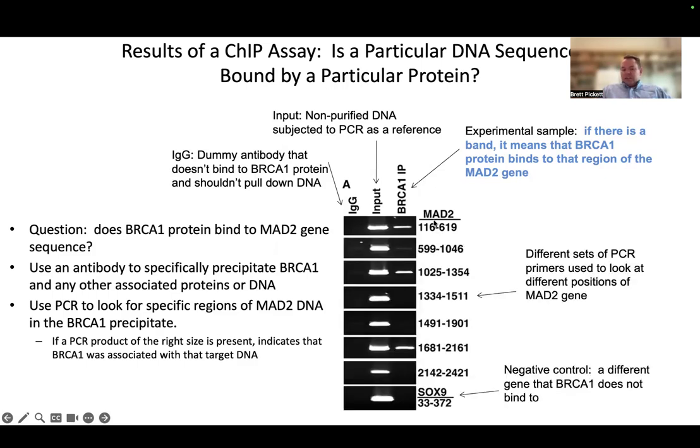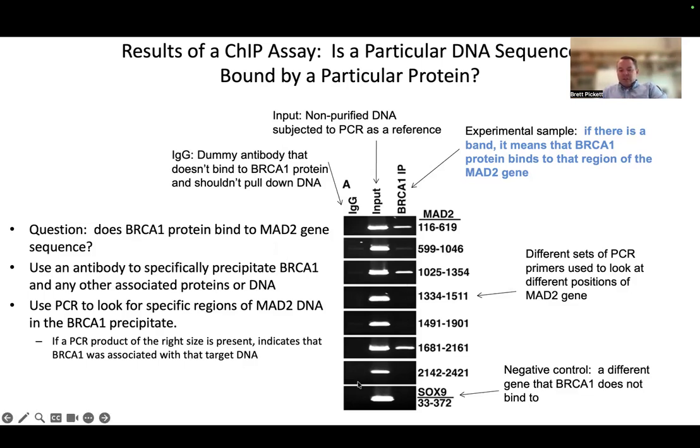But if you look closely, that doesn't hold true for all regions of the MAD2 region in the DNA. We do get a little bit of a faint band from positions 599 to 1046. We get another strong band here, no band, yes, a band, and no band. So we can see that this protein doesn't stick everywhere. It doesn't coat the whole region of DNA. It's just sticking to a couple of different places.